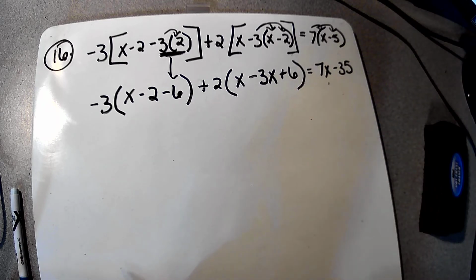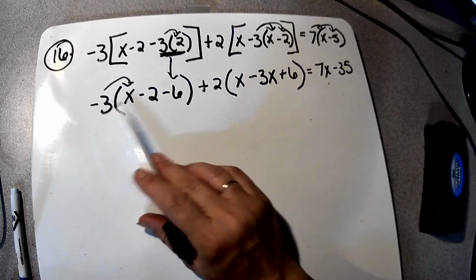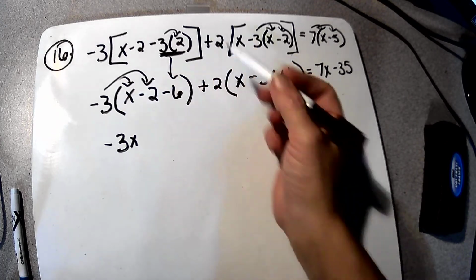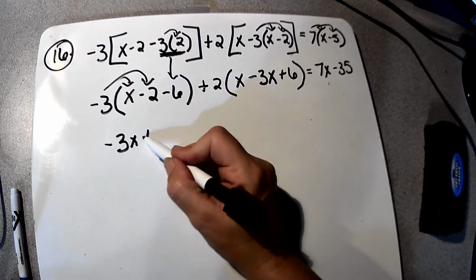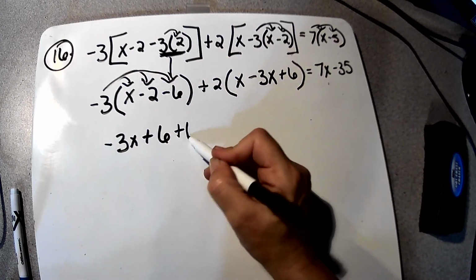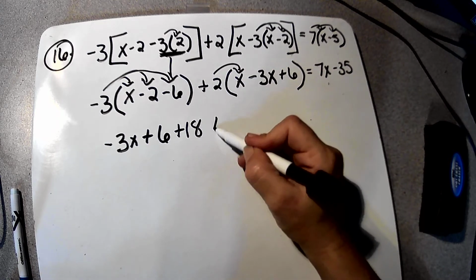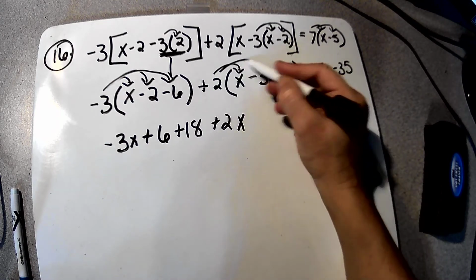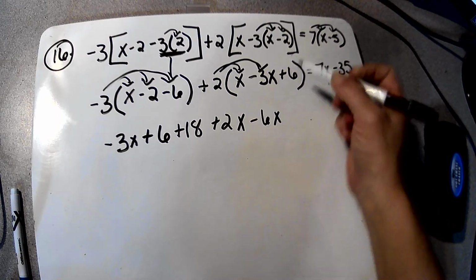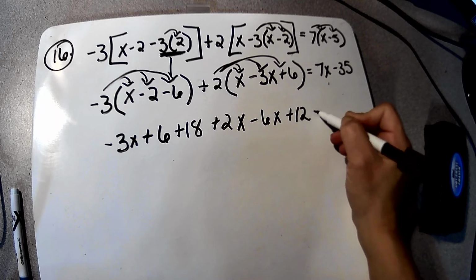Okay, now we have to rainbow again because we have more parentheses, bigger parentheses. 3 times x, negative 3x. 3 times negative 2 would be positive 6. 3 times 6 is 18. 2 times x is 2x. 2 times negative 3x would be negative 6x. And then that 2 times 6 is 12.